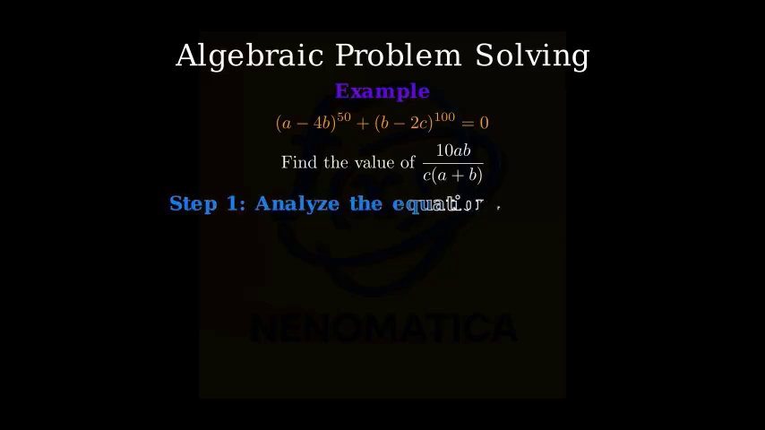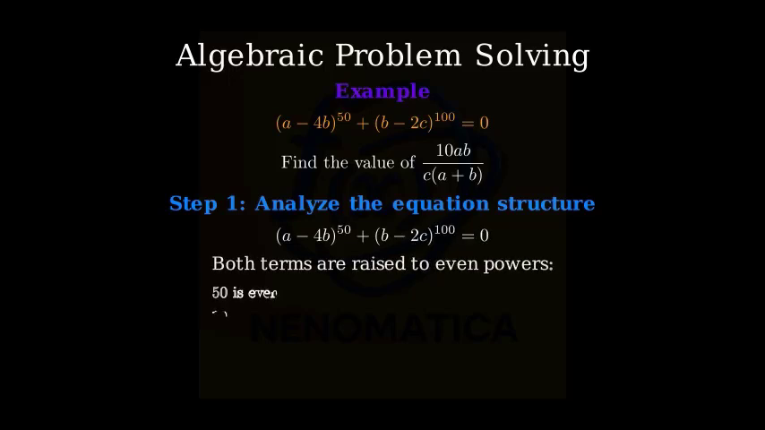Let's analyze our equation. We have the sum of two terms equal to 0. Notice that both terms are raised to even powers, 50 and 100. This is a key insight for our solution.